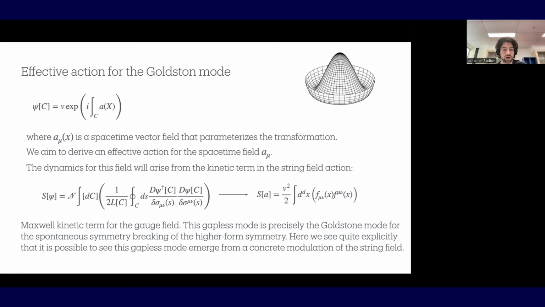Just with this, do you know how F mu nu is written in terms of A? It's the exterior derivative of A, the dA. Yeah. Cool. Thank you. Okay.